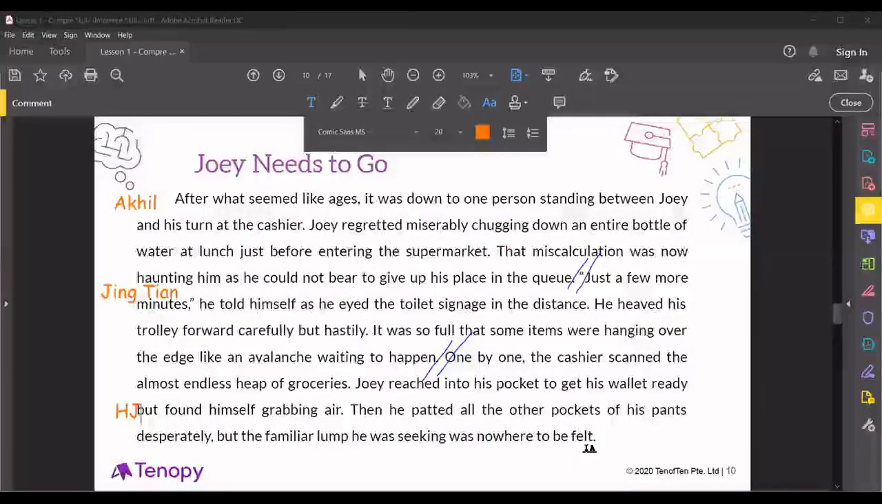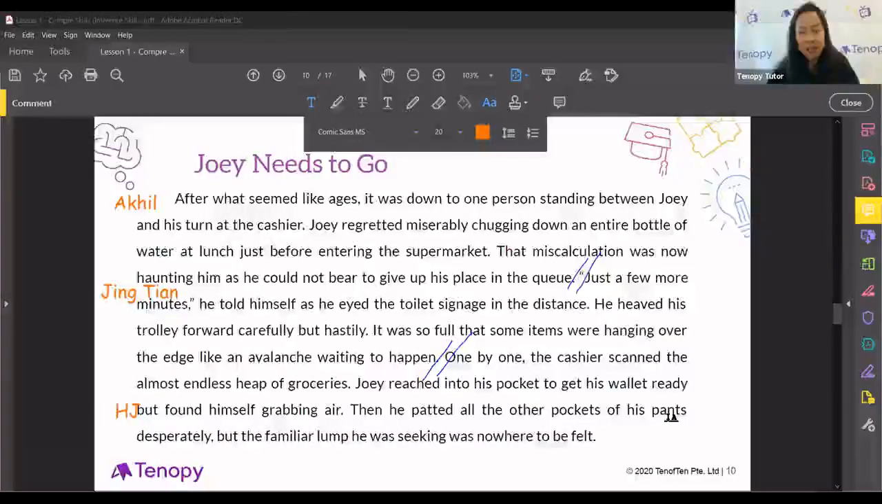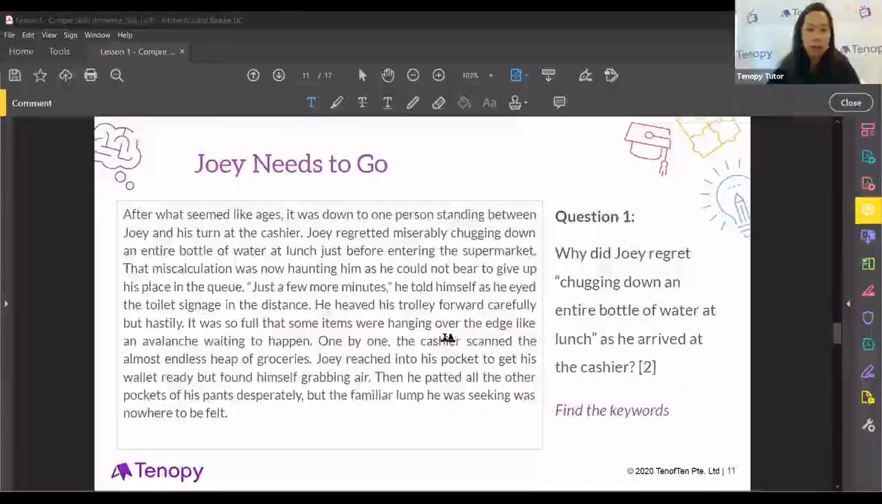Very good, Hongjie. Thank you so much. All right, thank you, Akil, Xingtian, and Hongjie. That was really good reading. Now, we have one character in the story by the name of Joey. So now we are going to go into questions. We are not going to answer the questions today because we're going to look at it over the next few weeks. We're just going to focus on looking at keywords today.